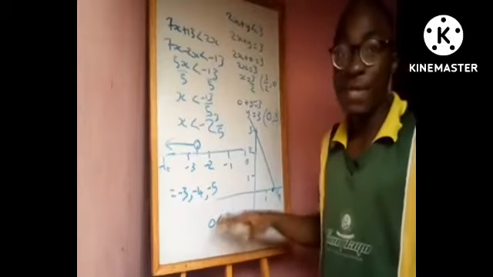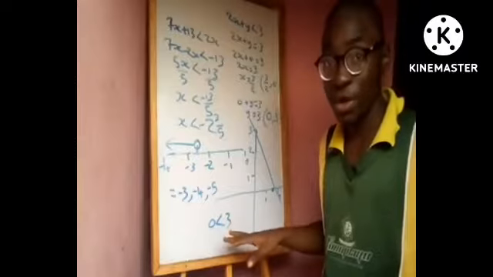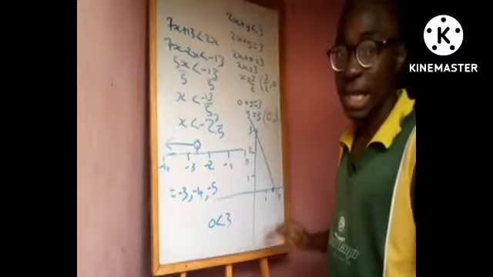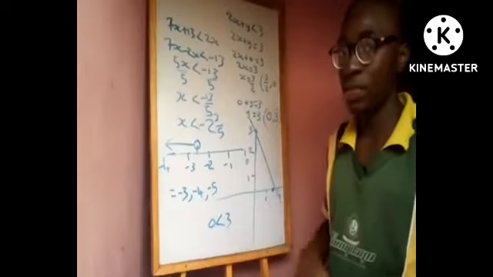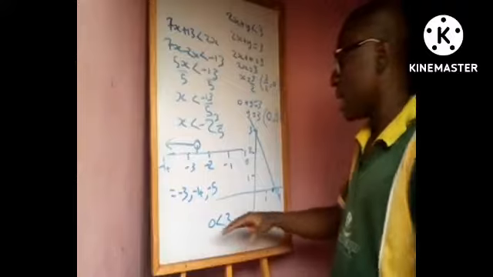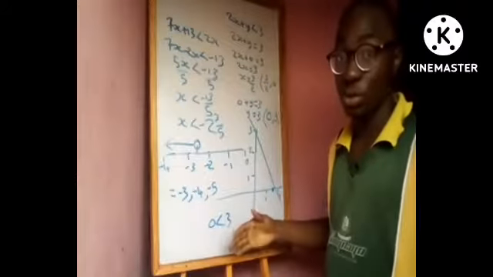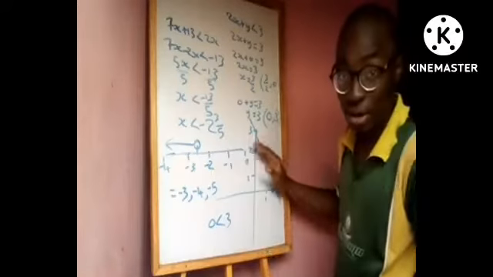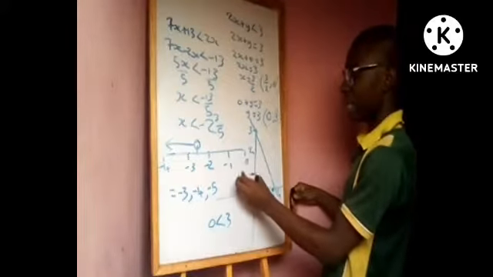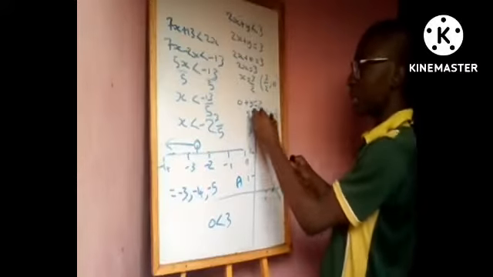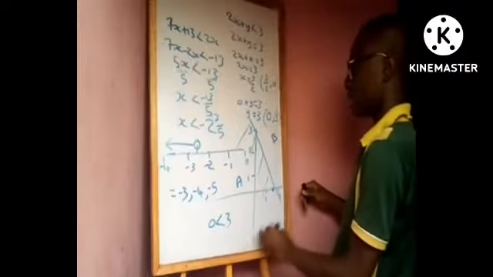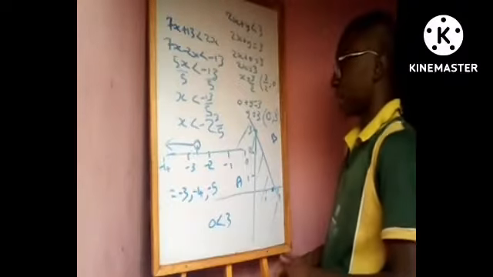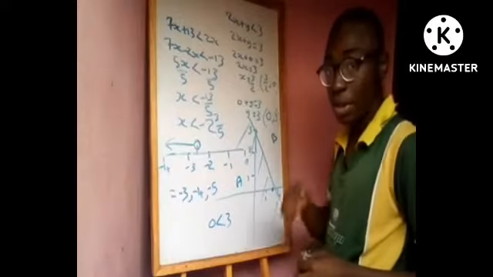Now if, when testing the origin, you get a true value, then the region that contains the origin will be shaded, and that will be the region that satisfies the inequality. So we can see that 0 less than 3 is true, because 0 is actually less than 3. So that means the region that contains the origin is this region. Let's call it region A, and let's call this region B. So region A satisfies the inequality, and we are going to shade it like this.